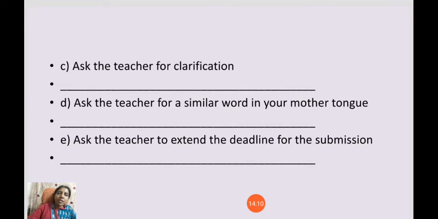The next is ask the teacher to extend the deadline for the submission. Could you please extend the deadline for the submission? So these are some expressions.